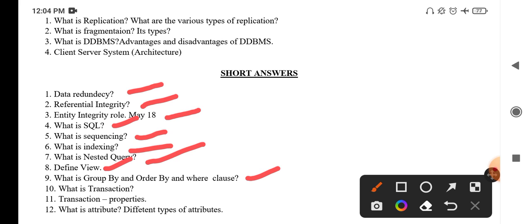The next very important topic is clauses. You know already in RDBMS we have different types of clauses. Where clause, from clause, order by clause, or group by clause. All these clauses we have to explain with examples.